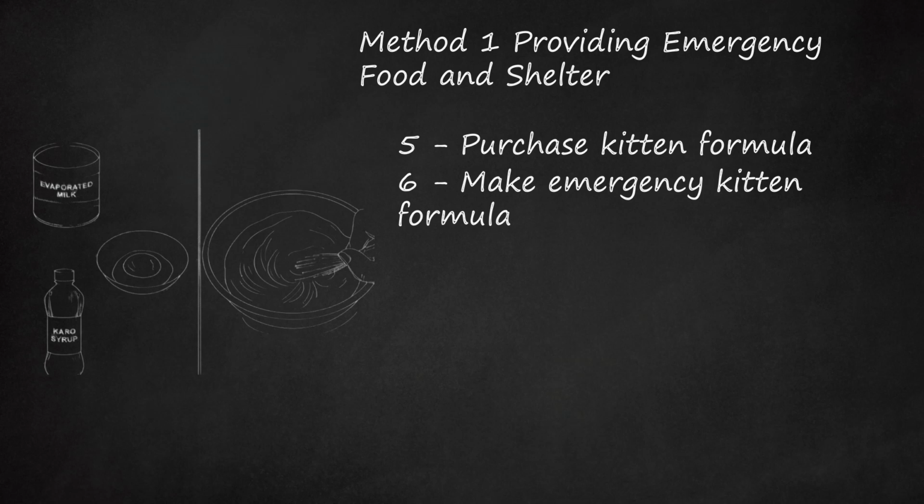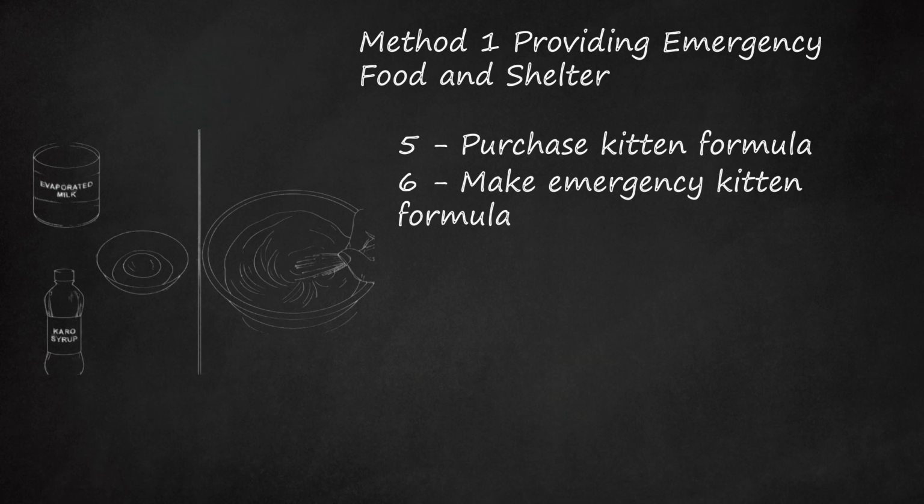Option 1. Mix together an 8-ounce can of evaporated milk with 1 egg yolk and 2 tablespoons of Karo syrup. Strain the mixture to remove any lumps. Keep the mixture in the fridge until you need it for feedings. Make a bottle with 1/2 this mixture and 1/2 boiling water when it's time for a feeding. Allow the mixture to cool before giving it to the kitten.